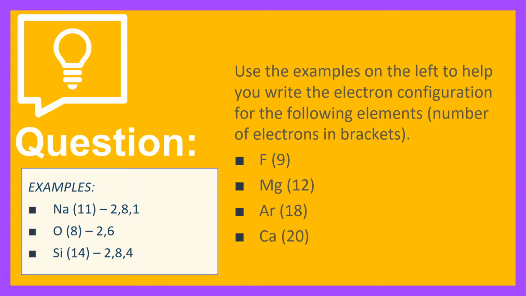So here's a couple of other ones to do and try and work out electronic configuration. You've got fluorine, magnesium, argon, and calcium. And you've got an example to the side there with sodium, oxygen, and silicon, just showing you what you sort of need to do and what's expected. So you've got in brackets there the number of electrons, then how would you actually put them into those shells? So pause the video and give that a bit of a go now.